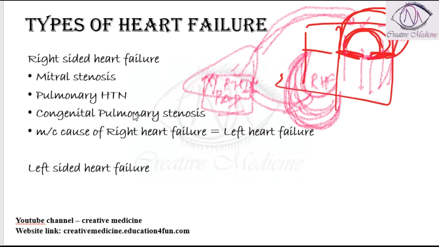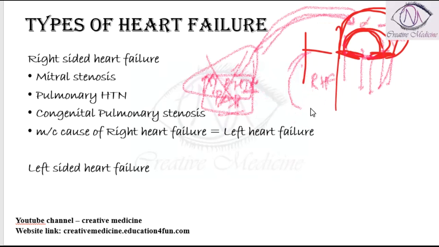Third, congenital pulmonary stenosis. Same position, but here the problem is not in the lungs, the problem is in the pulmonary valve. Because the pulmonary valve is stenosed, the right ventricle has to work hard to open the valve first of all. So the right ventricle will work hard and become hypertrophied, and it will open the valve.